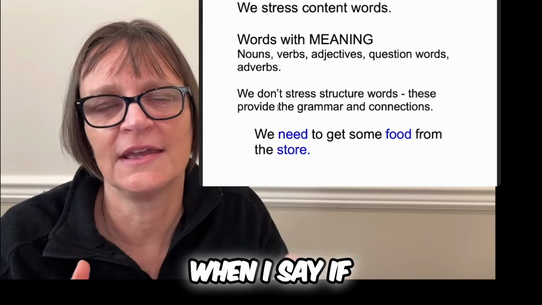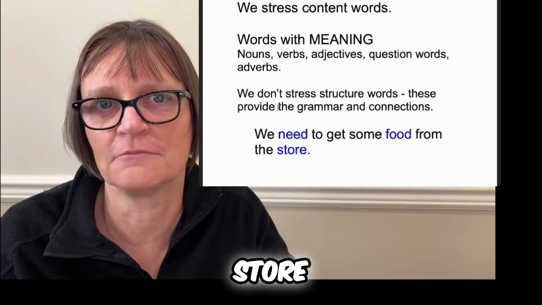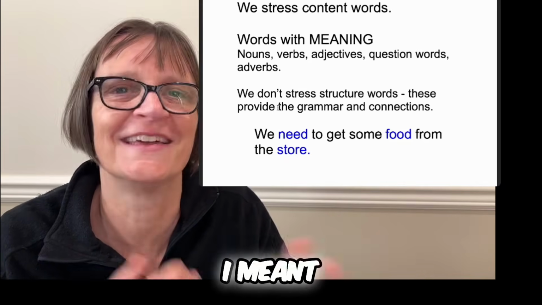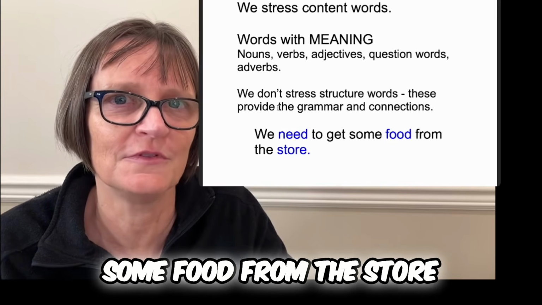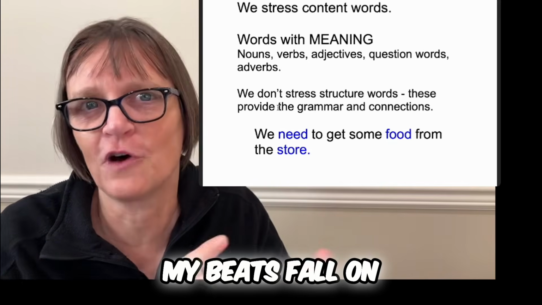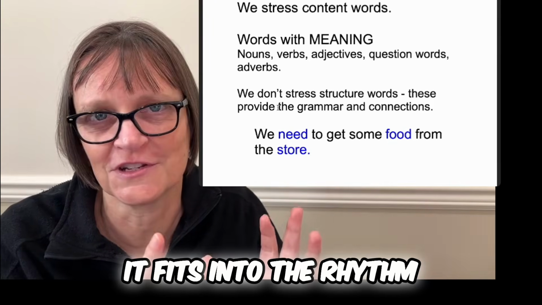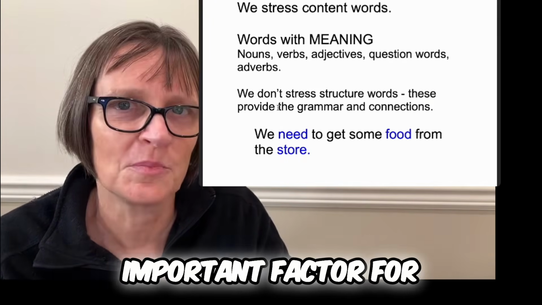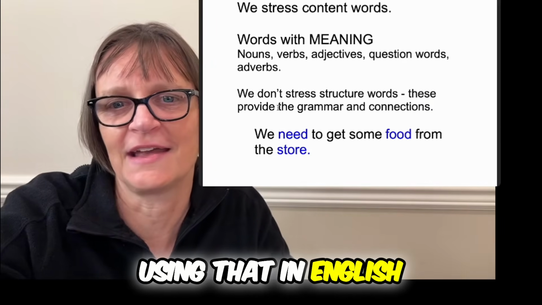So if I just said the content words, for example, need, food, store, you would understand what I meant, right? The other words are structure, they just fill it in. We need to get some food from the store. So my beats fall on those stressed words, the content words, and the rest of it fits into the rhythm. This is the most important factor for understanding a stress-timed language and using that in English.